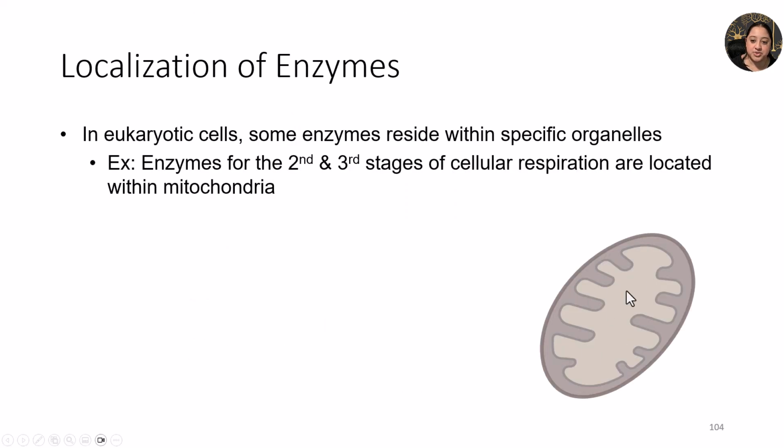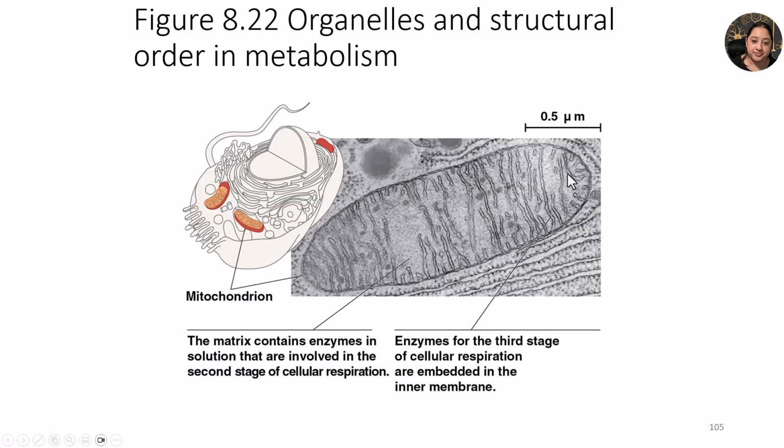Here's a cute little cartoon of the mitochondria, and here's a real one. Inside is the mitochondrial matrix, which has enzymes that are involved in the second stage of cell respiration. And then there are enzymes in the inner membrane that are important for the third stage of cell respiration. So different parts of organelles are even going to have different enzymes and have specific reactions happen.